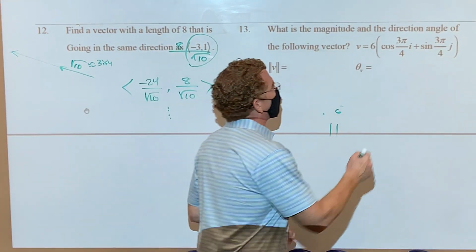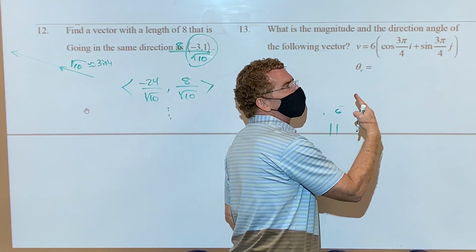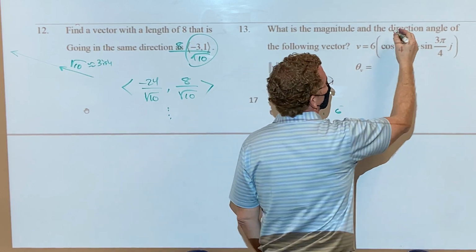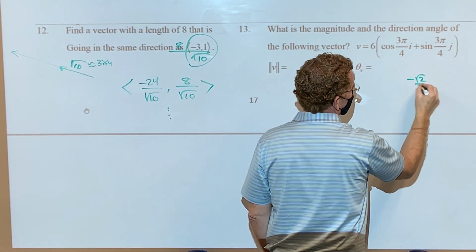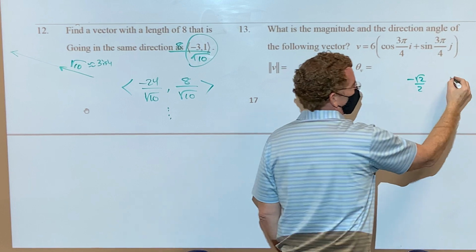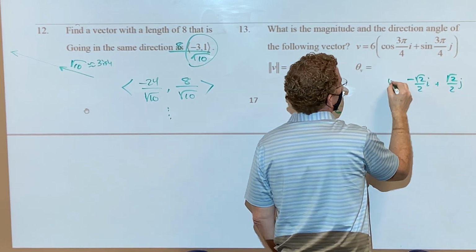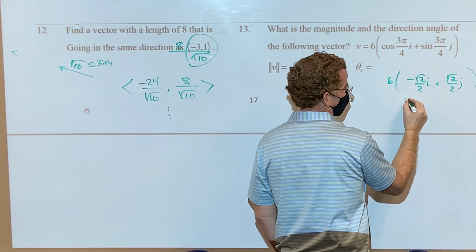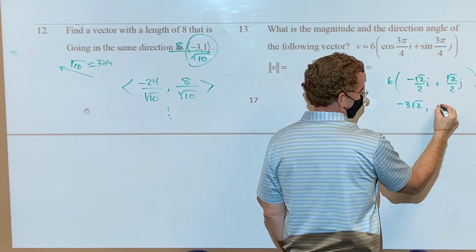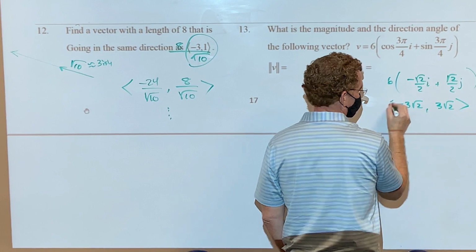So they go in here and they go, all right, cosine of 3 pi over 4, that would be a negative square root of 2 over 2. So they get negative root 2 over 2. And then sine of 3 pi over 4, positive root 2 over 2. And then they take this and they multiply by 6. And they get negative 3 root 2, positive 3 root 2. All right, there's my vector.